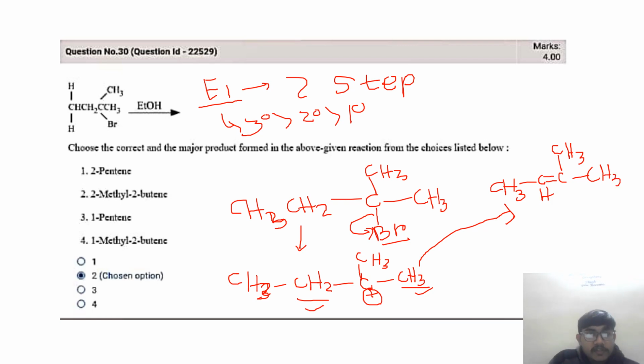Which is your second option; this is 1, this is 2, this is 3, and this is 4. So it's 2-methyl-2-butene. On the second position there is a double bond, so it's 2-methyl-2-butene. Why have I formed only this compound? If you see here, the maximum R groups are there. So this is the Saytzeff rule.